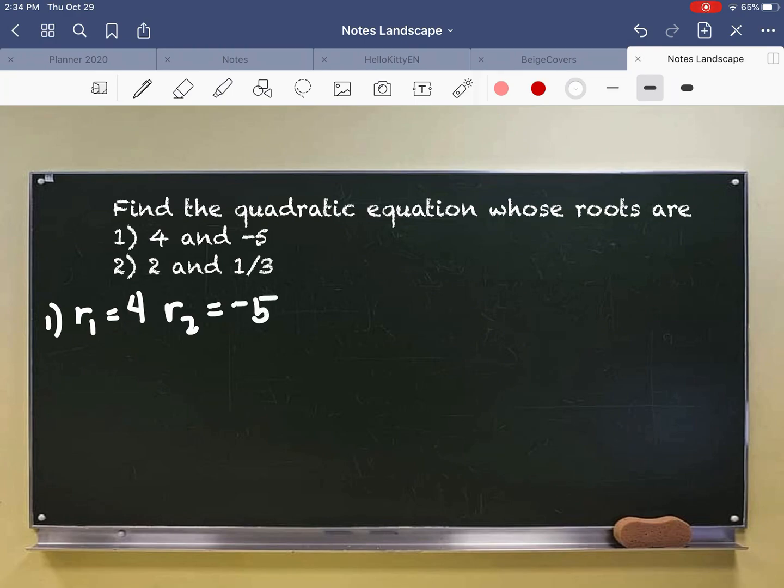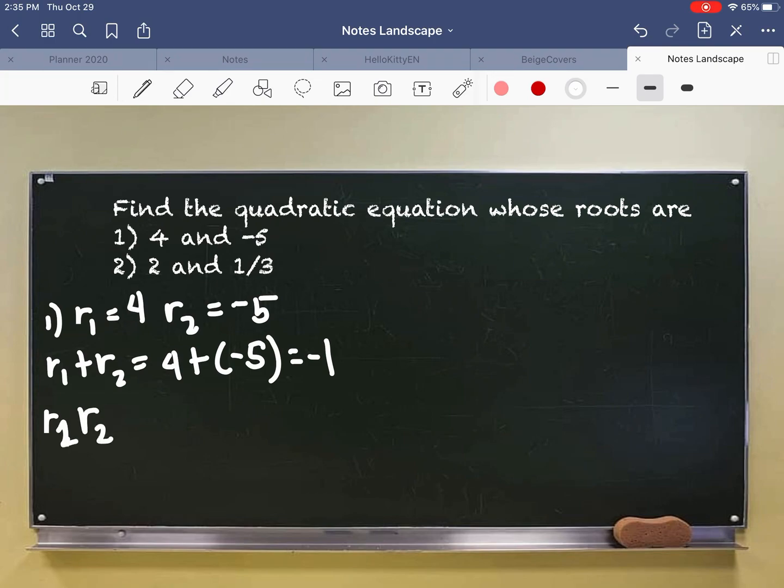Alright. Okay, so kanina, alam natin negative b over a siya. So, we have r sub 1 plus r sub 2. Ito yung sum, di ba? So, this is 4 plus negative 5. That would be negative 1. Okay. And then r sub 1 times r sub 2 equals 4 times negative 5 equals negative 20.